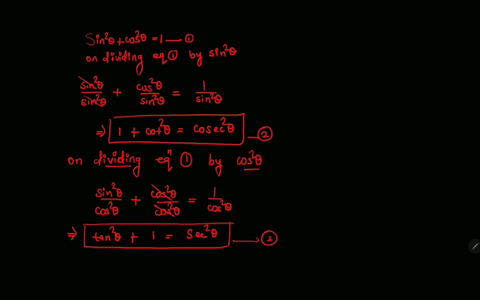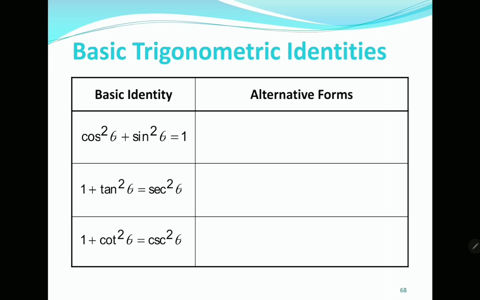So we have three fundamental identities. One is sin square theta plus cos square theta equals 1. Second is 1 plus cot square theta equals cosec square theta. And third is 1 plus tan square theta equals sec square theta. Now, these are the fundamental identities. And now these are the alternative forms.